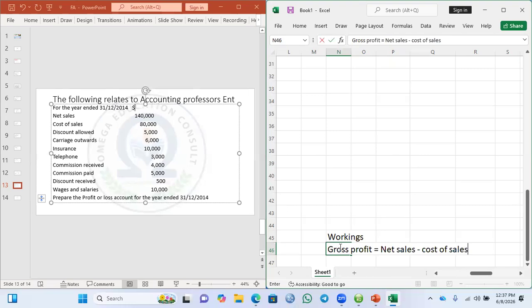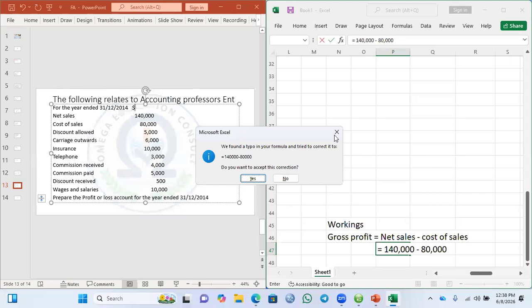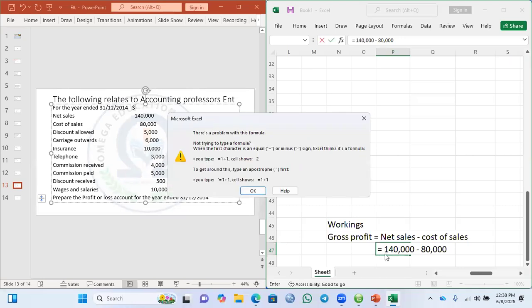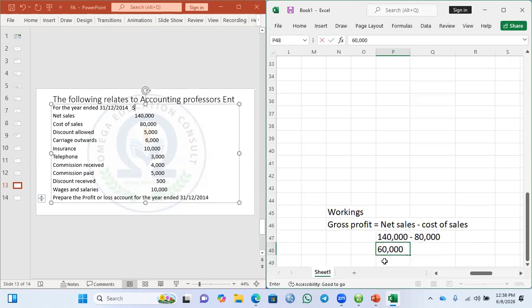Okay, then you put in the figures. What figures were you given? You were given net sales of 140,000 minus 80,000 cost of sales. So how much gross profit are we going to get? Yes, professors. I think that should be 60,000, right? So your gross profit is 60,000. So then you can comfortably come and put the figure there.